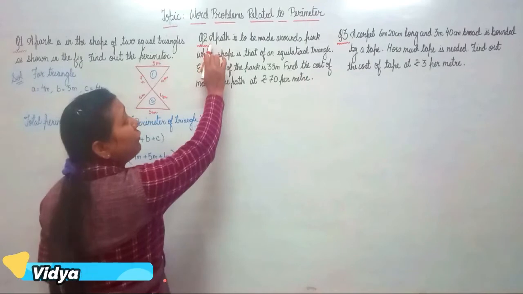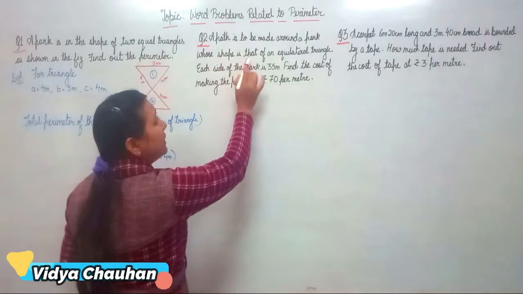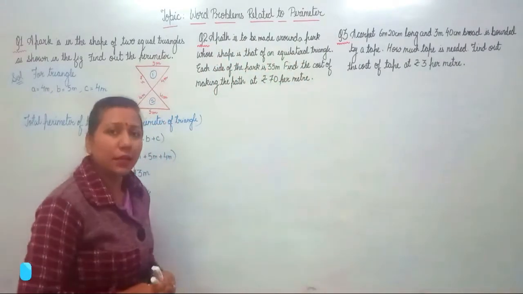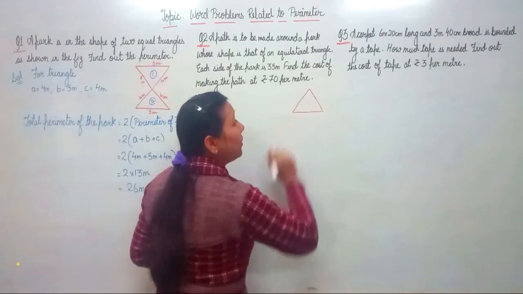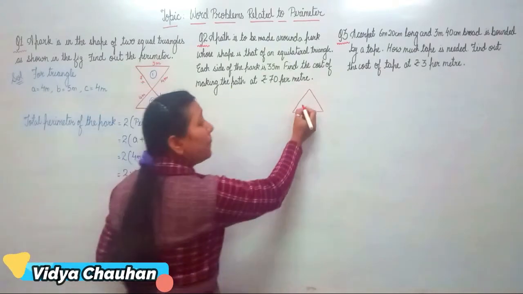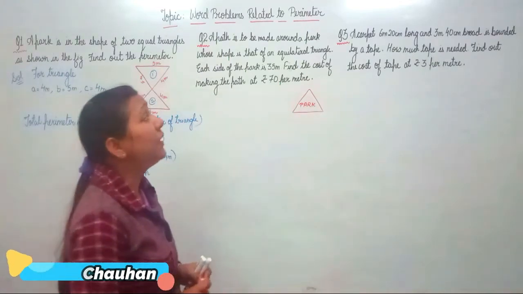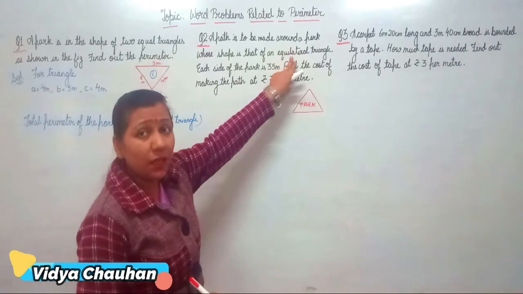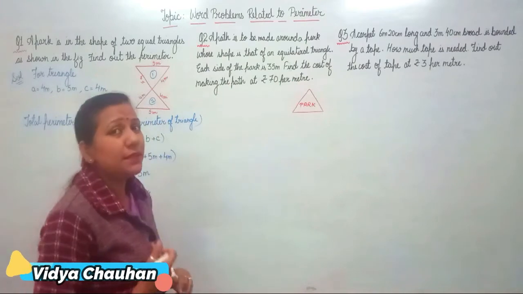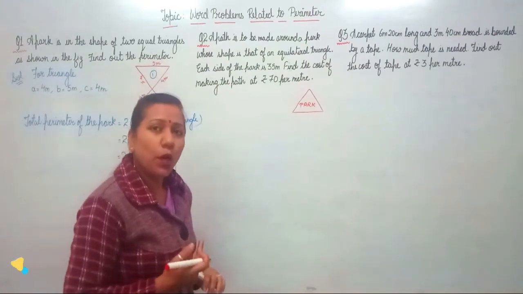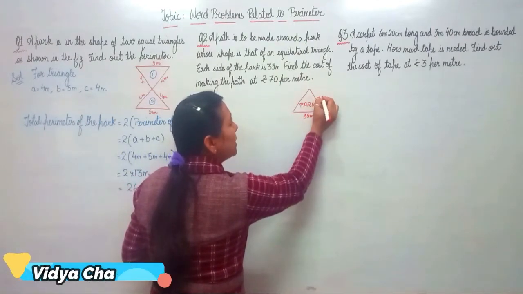Let's come to the second question. In the second question, a path is to be made around a park whose shape is that of an equilateral triangle. So what is given to us? There is a park which is in the shape of an equilateral triangle. Let's suppose this is our park, I am giving it the name park. Each side of the park is 35 meters. Since it is an equilateral triangle, all its sides will be equal, so all the sides are 35 meter each.